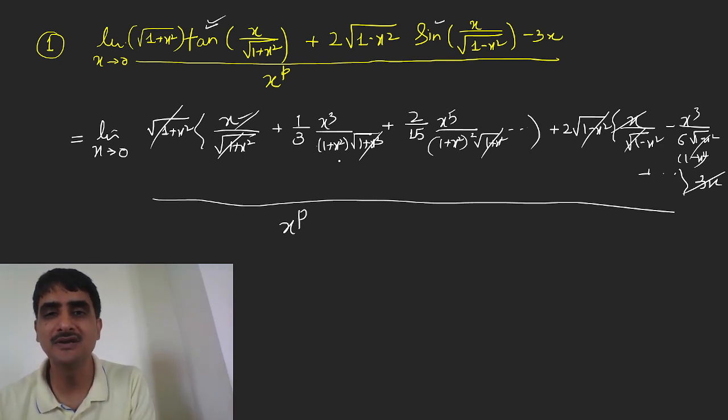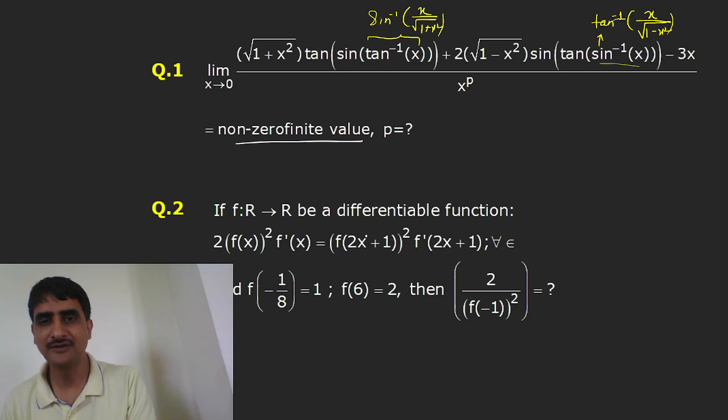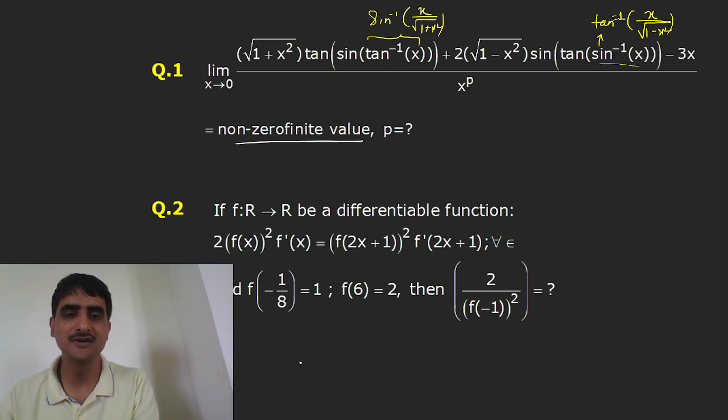Okay, so the minimum degree in the numerator is x to the power 5, so hence p should be 5. That's it. So that was the first question. Now moving to the second one.